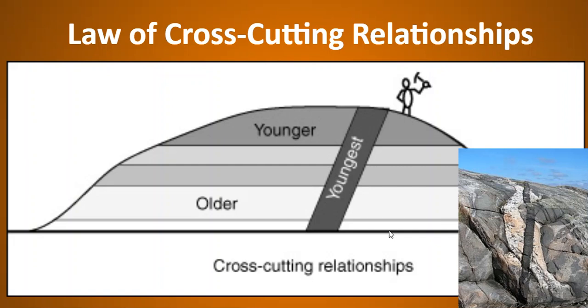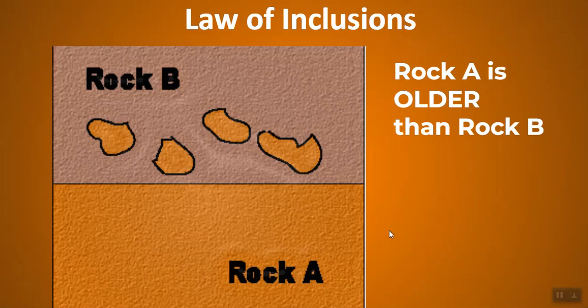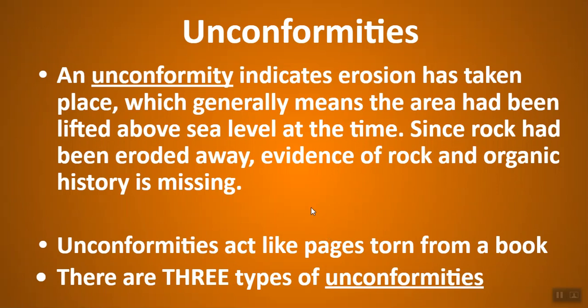That's the law of cross-cutting relationships. The last one is the law of inclusions, and sometimes you'll see some inclusions of an older rock incorporated into a younger rock. Sometimes that can happen in an igneous intrusion, sometimes it can happen in a sedimentary layer. But either way, whatever rock is in the inclusions, not intrusions, but inclusions, is the older rock. So in this case, rock A is older than rock B.